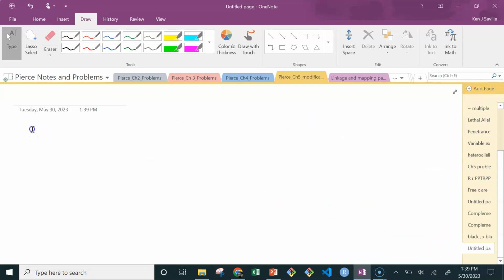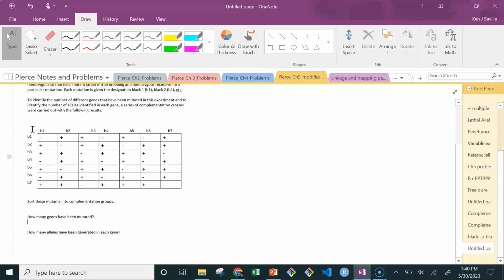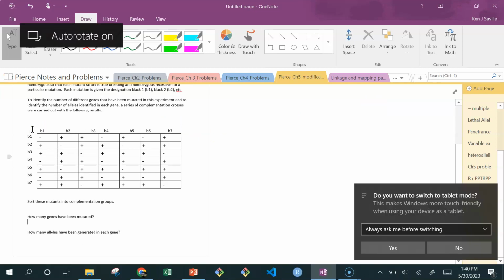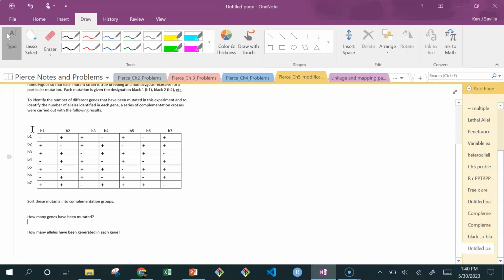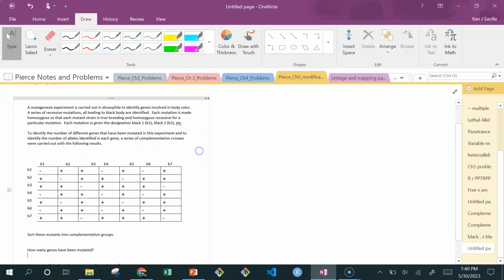If you cross them both together and they're wild type, that means you've mutated different genes. If they do complement, that means they've been mutated in different genes. So we can use this analysis. We've got 7 different mutants. We can say, well, how many genes have we mutated? Have we mutated the same gene 7 times? Have we mutated 7 genes and just mutated each one once? Or have we mutated 3 genes and we mutated one of them twice, the other one twice, and the other one once? Something like that.